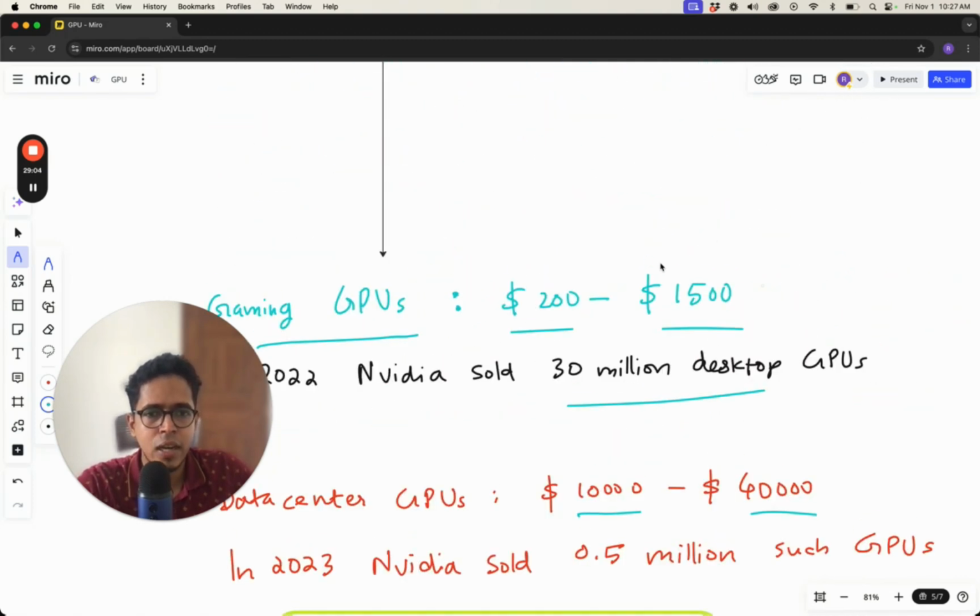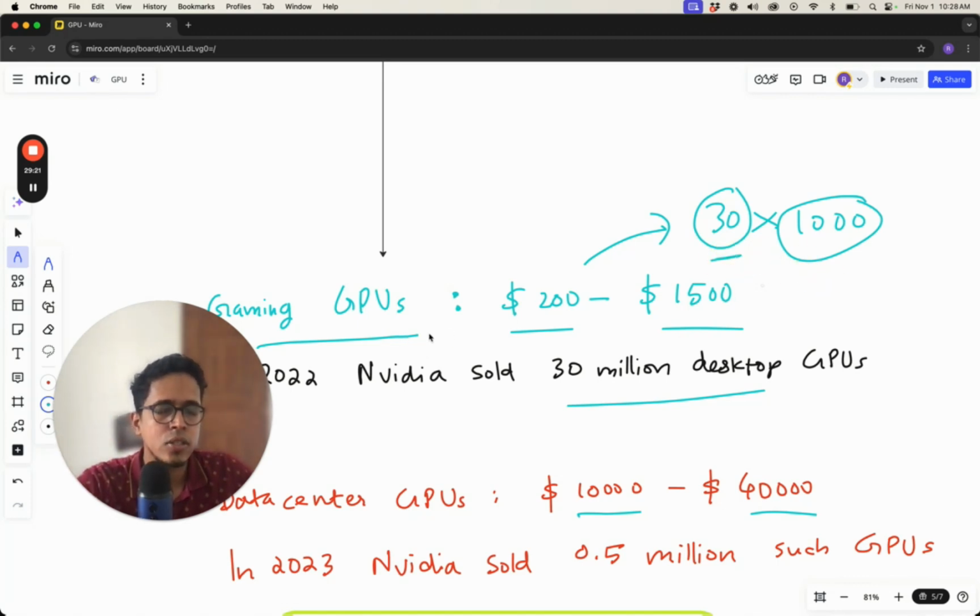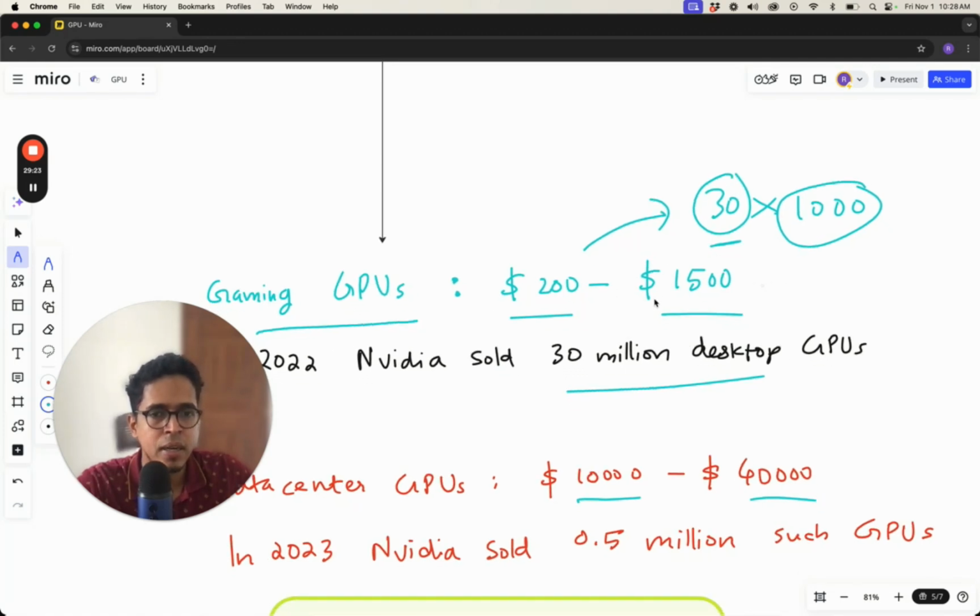So let's just calculate the number, right? So this is 30 million multiplied by roughly $1,000 on average, let's say. I don't know if they sold 30 million, but multiplied by this will make it 30 billion. I'm not sure if NVIDIA made $30 billion on gaming GPUs. Maybe they did, maybe they did not. I'm assuming that each gaming GPU costs around $1,000.